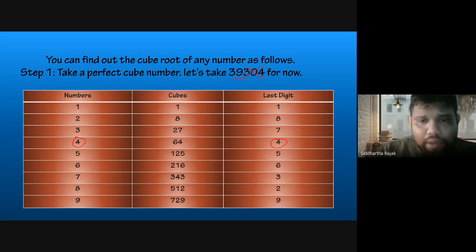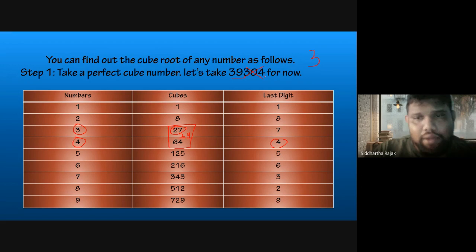So 39 should be somewhere in between 27 and 64. As I told you in the square root section as well, this 3 and 9 should be somewhere over here between 27 and 64. So now always choose the lower one. I told you in the square root section as well. So you choose 27, and you get the cube root of 27, which is 3. So your first digit is 3, because 39 lies between 27 and 64. You always choose the lower one, which is 27, and you get 3.